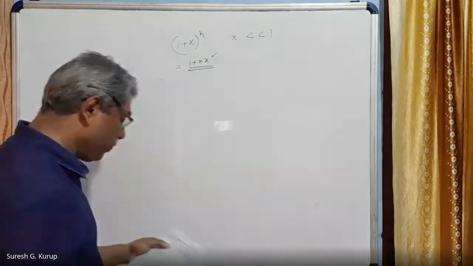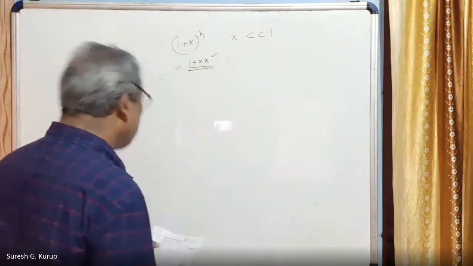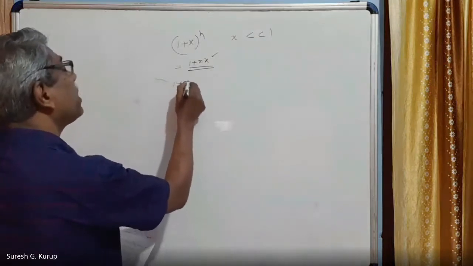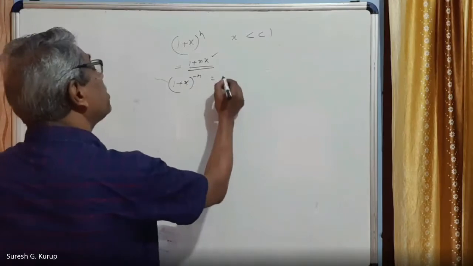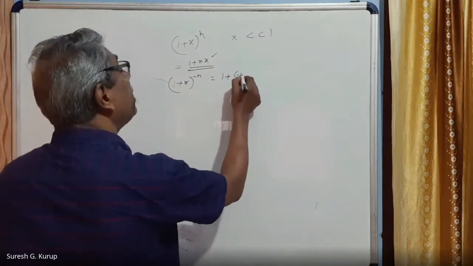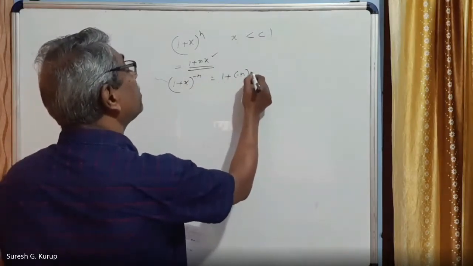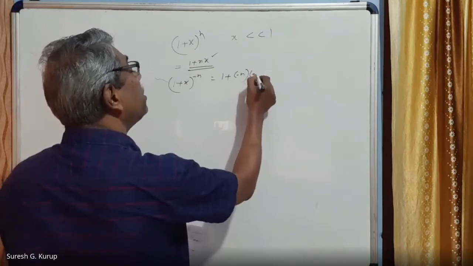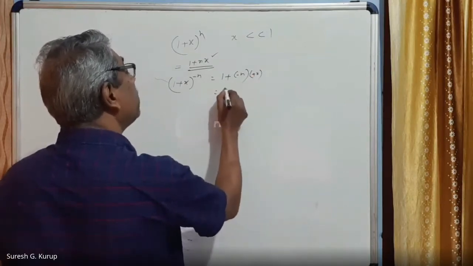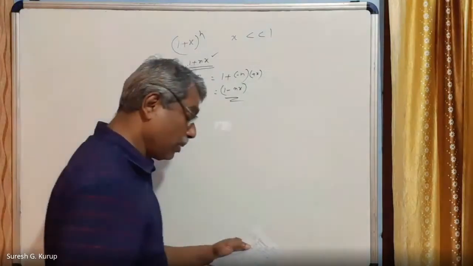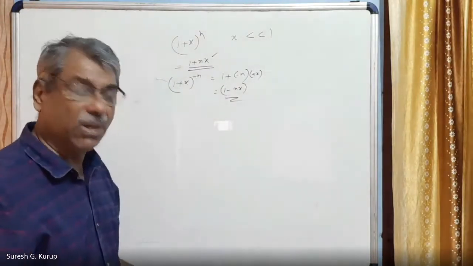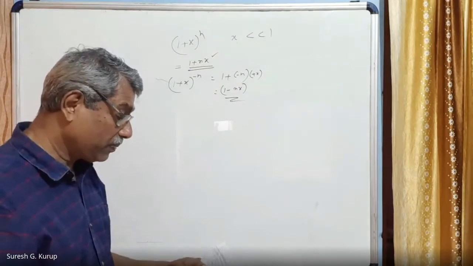In the same way, 1 plus x the whole raised to minus n is equal to 1 plus minus n into x, that is equal to 1 minus nx, we can write. In this case also remember, x is very much less than 1, right?